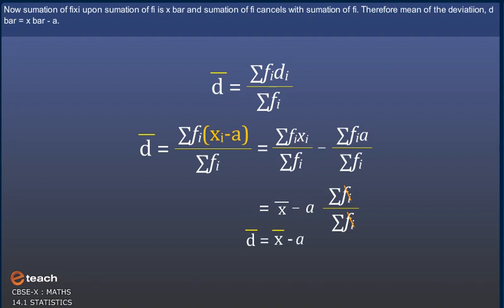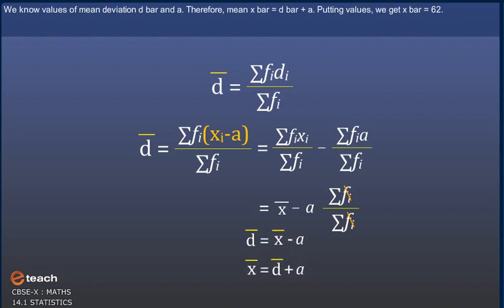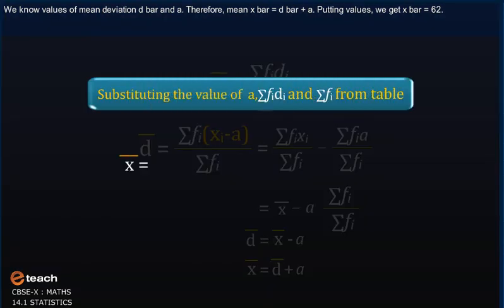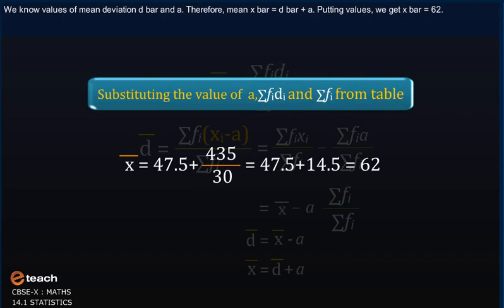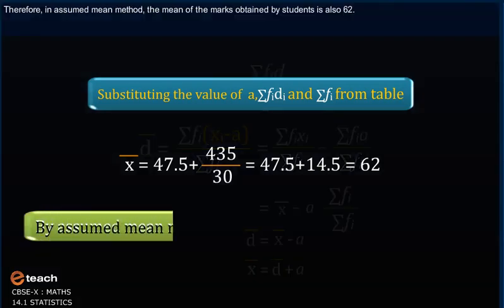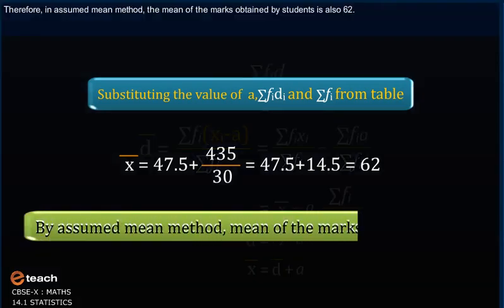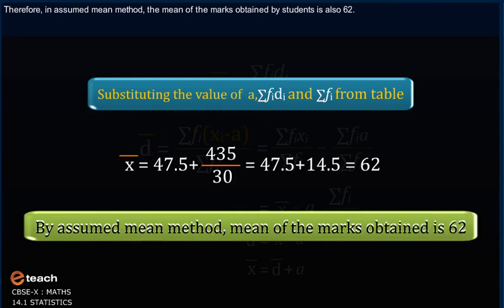Therefore, the mean of the deviation d bar is equal to x bar minus a. We know the values of the mean deviation d bar and a. Therefore, mean x bar is equal to d bar plus a. Putting values, we get x bar is equal to 62. Therefore, in the assumed mean method, the mean of the marks obtained by students is also 62.